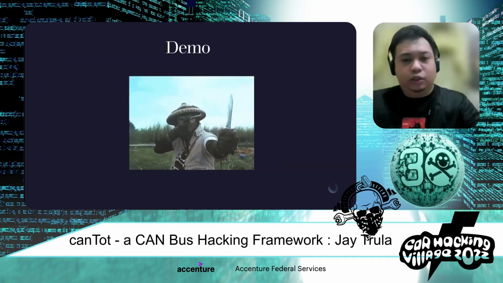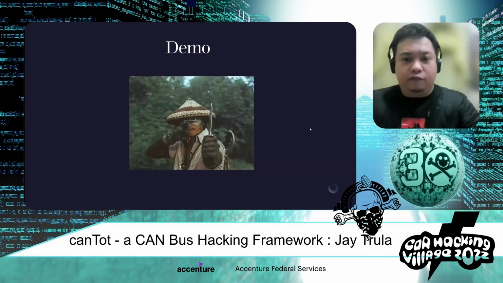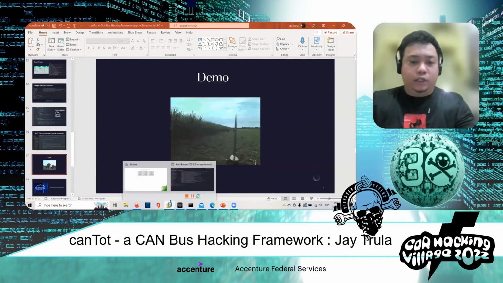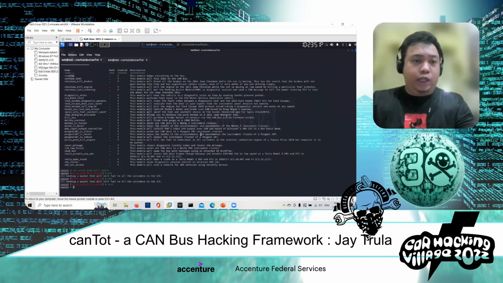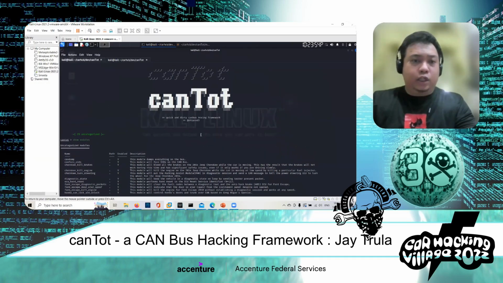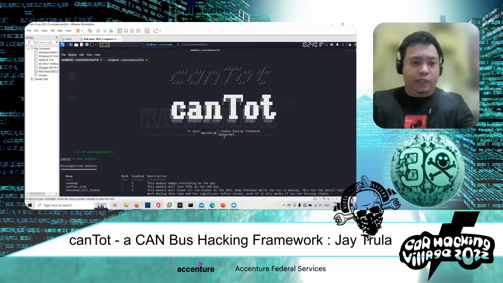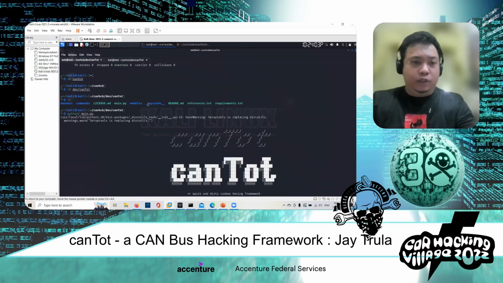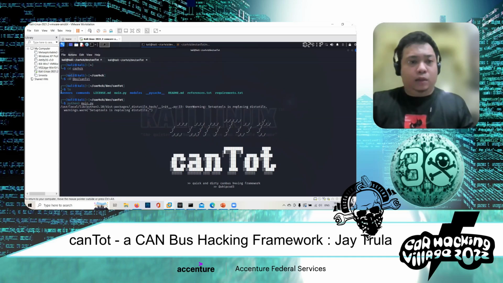So let me just point you to my VM. This is my VM, and I'm running canTot on my Kali Linux. I'm just gonna try to zoom in. I'll give the link on how you can clone this. Once you install canTot, these are the main files and directories that you can see, and then you can just run python3 main.py.